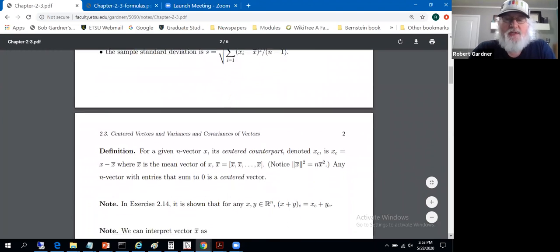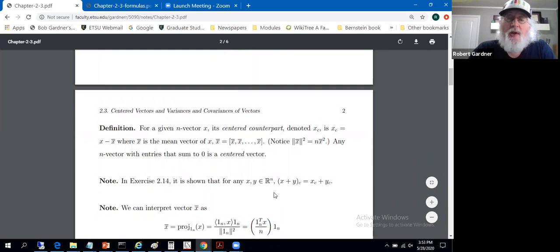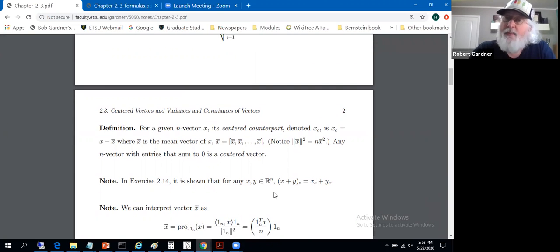So what we're looking at is inspired by thinking of a vector x as containing a sample of a population. So the coordinates correspond to values of some quantity in that population. For a given n vector x, its centered counterpart we'll denote by x sub c. It's defined to be x sub c equals x minus x bar. Here we're treating x bar, and a little notational weirdness based on this, we're interpreting x bar to be the n vector, each of whose components is x bar.